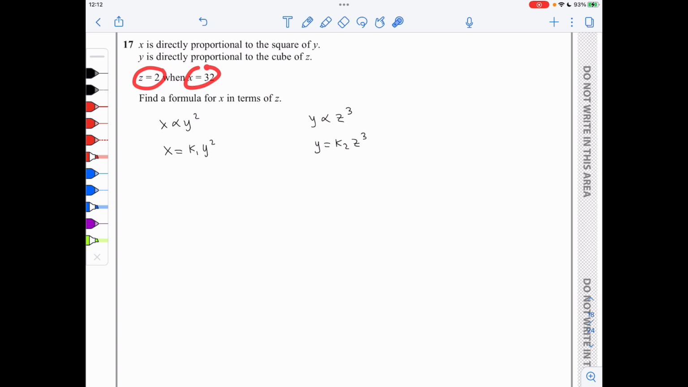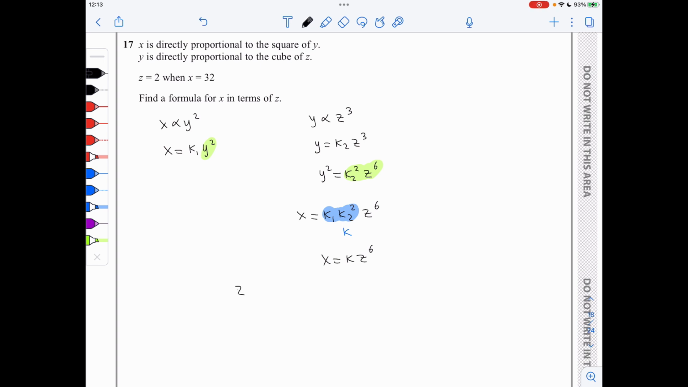I need to find a way of combining these two together, so it makes sense to say that y squared is k2 squared times z to the power of 6. I've raised everything to the power of 2, and therefore I will be replacing y squared with k2 squared z to the power of 6 to obtain that x is k1 times k2 squared times z to the power of 6. The k1 times k2 all squared is simply another constant which I will call k, and therefore we have that x is k z to the power of 6.